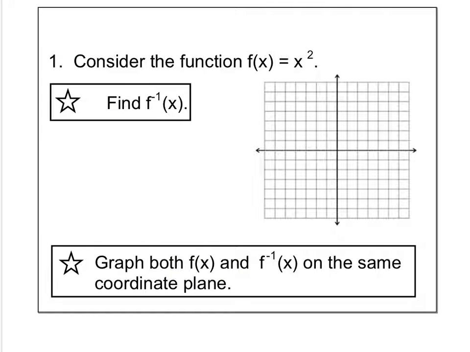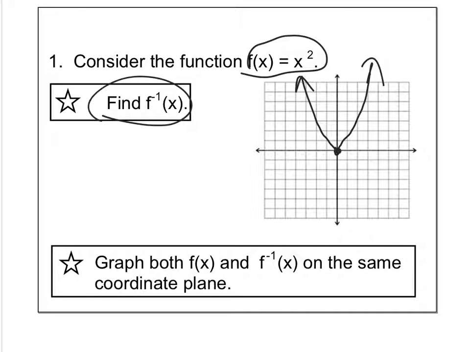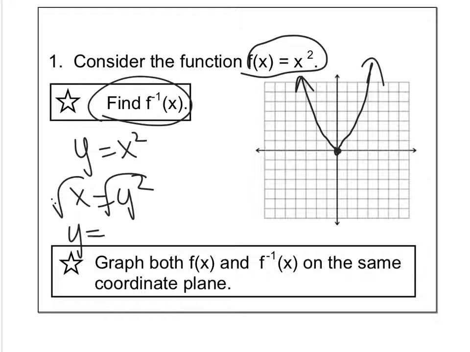Let's take a look. If we look at the function x squared, everybody in the room should know that x squared is going to look something like this, okay? So let's look at the inverse function. Remember, inverse just means flip x and y and solve it, okay? So square root, y equals square root of x.